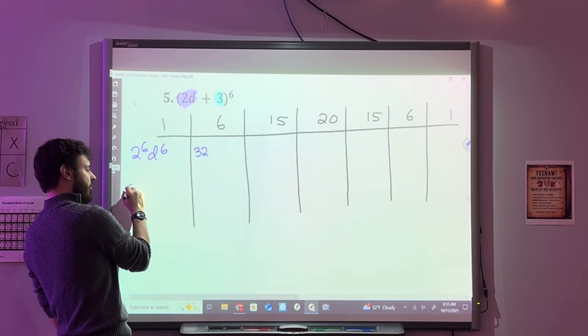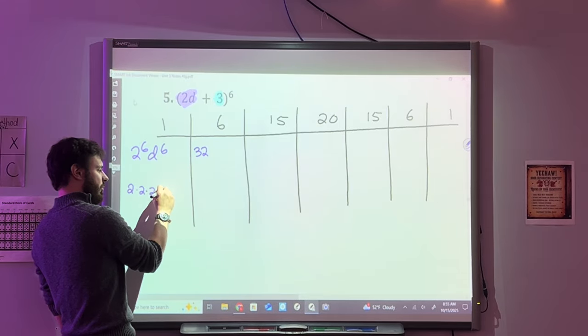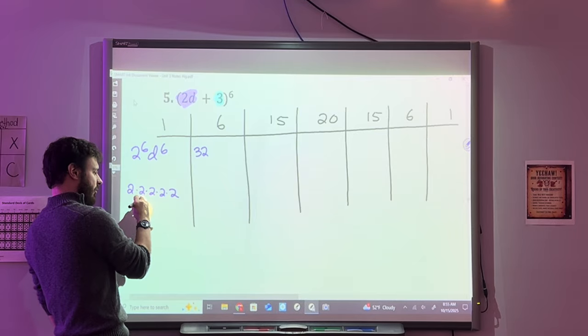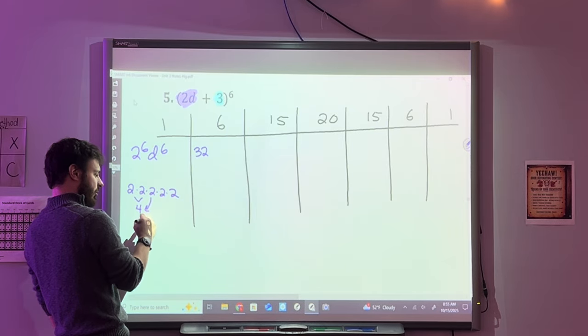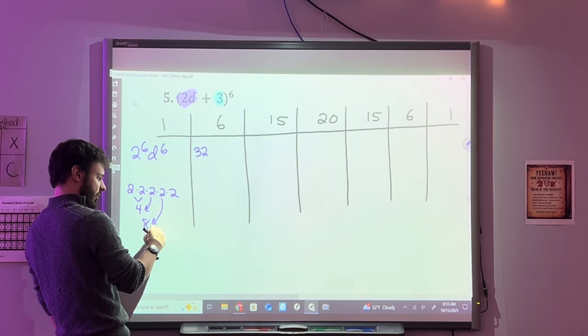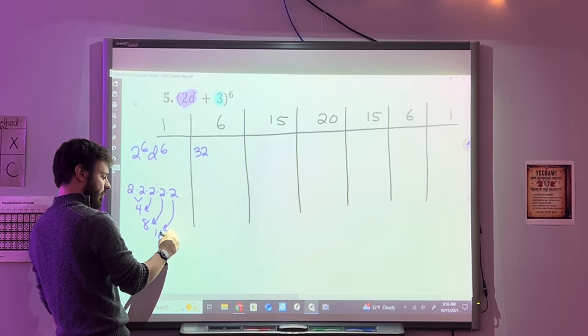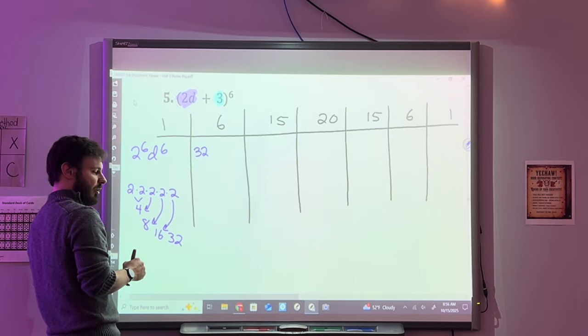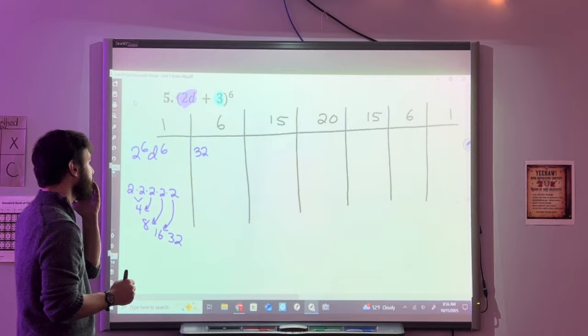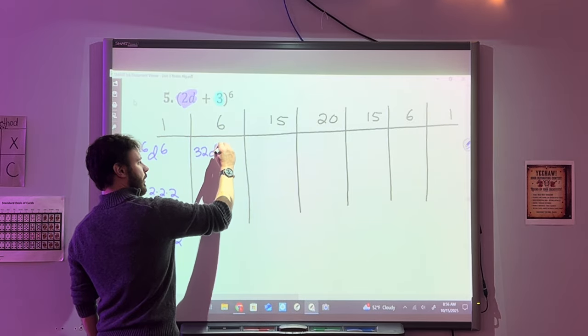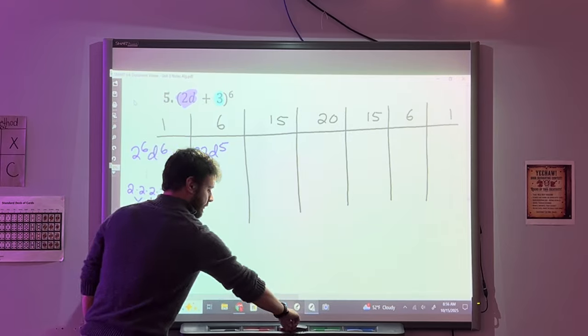Double check it. 2 times 2 times 2 times 2 times 2. That's going to give me 4. Times another 2 is 8. Times another 2 is 16. Times another 2 is 32. So yeah, that's going to be 32. And it's going to have d to the 5.